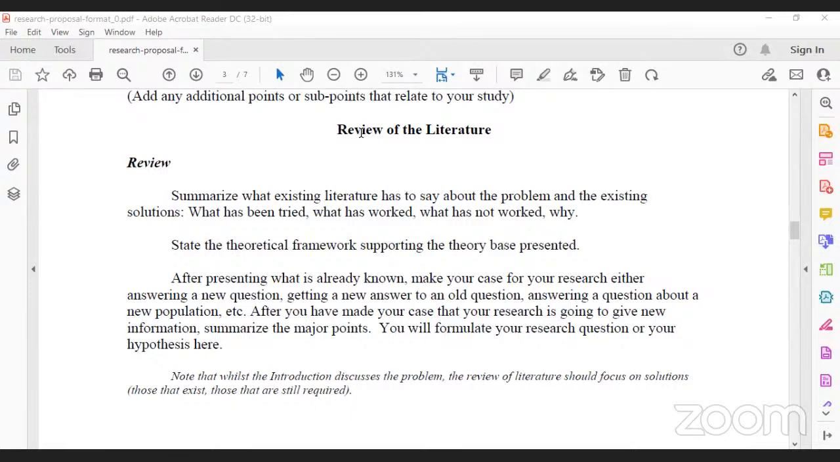Right. Now we would be mentioning the review of literature. Review of literature is summarizing what existing literature has to say about the problem and the existing solutions: what has been tried, what has worked, what has not worked, and why. When you're doing the literature review, you would be mentioning all the variables which have been studied and which have not been studied.